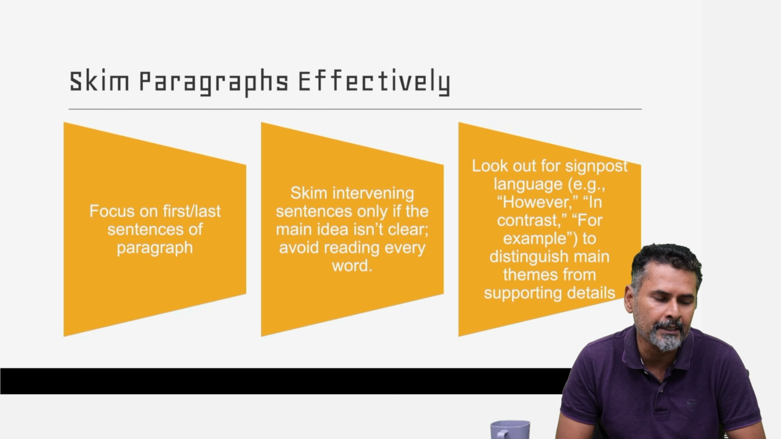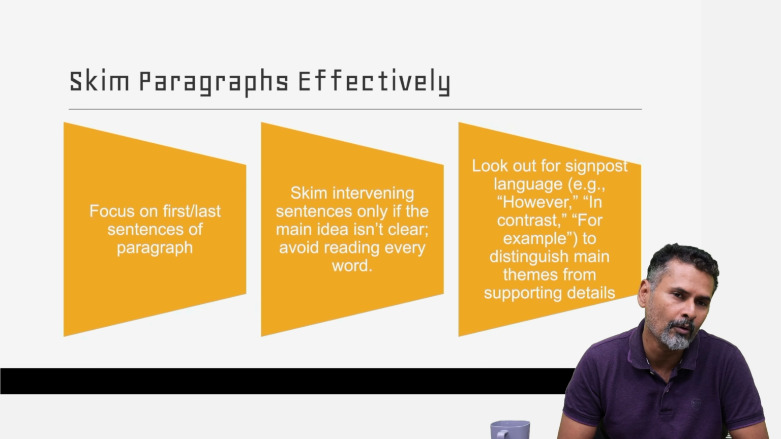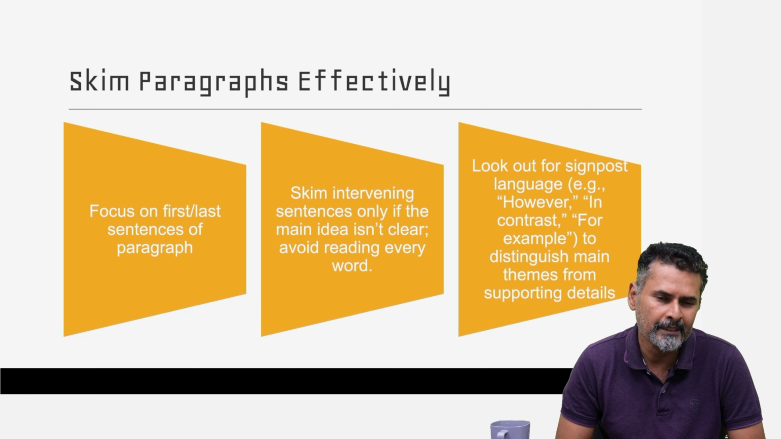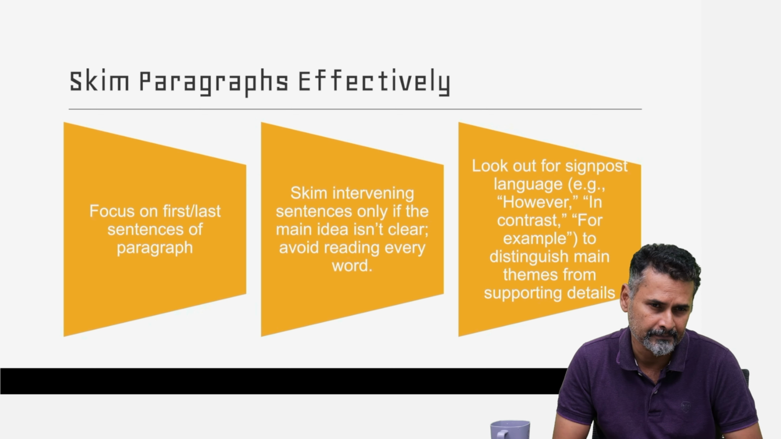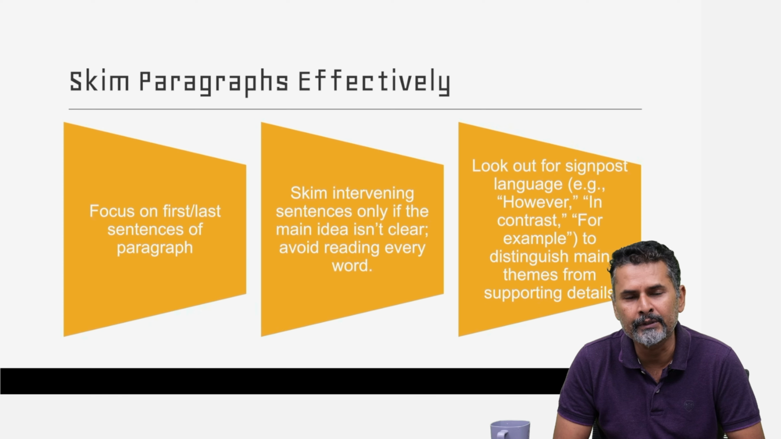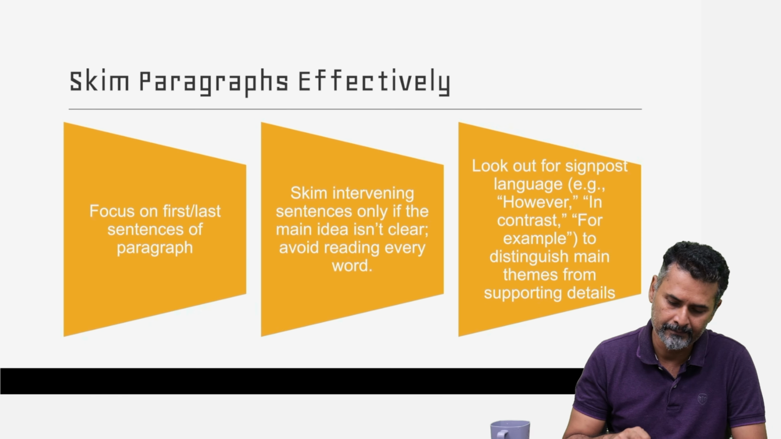Again, the second one, in contrast, does the same. It indicates an opposition to what was said before. And for example, as you all know, indicates that an example is following. These all indicate what's going to come next. So if you look out for these words, identifying the headings becomes easier.